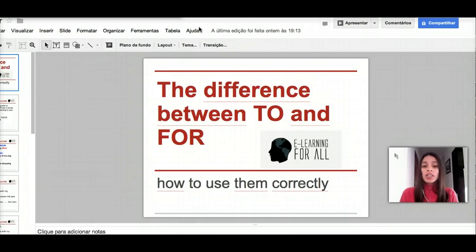Today, we're going to be talking about the difference between the prepositions to and for. We're going to learn how to use them correctly. Okay? I bet you have doubts about that too. So, come with me.